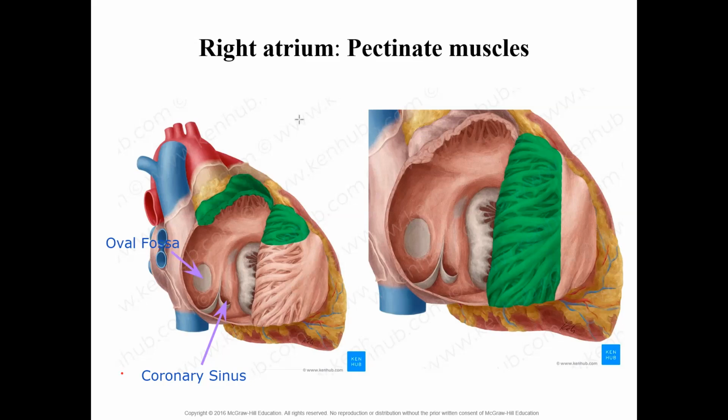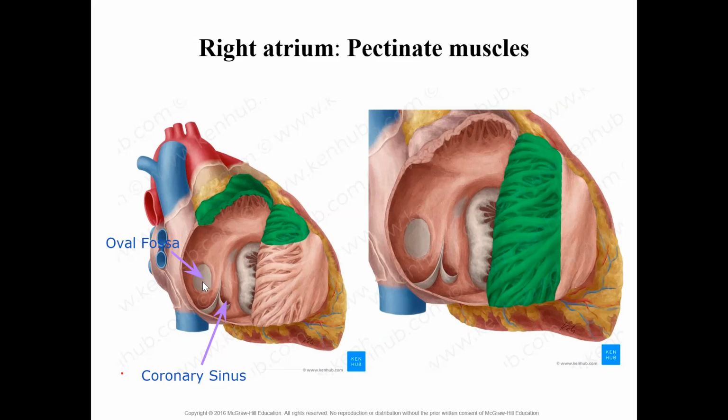The oval fossa is the remnant of the foramen or the hole or the opening which we have between two atria during fetal period. In the fetal period, when the fetus is in the uterus of the mother, we don't have any respiration. We don't have any breathing. So the blood in the right atrium and left atrium can connect together by the foramen or the hole which we have here.